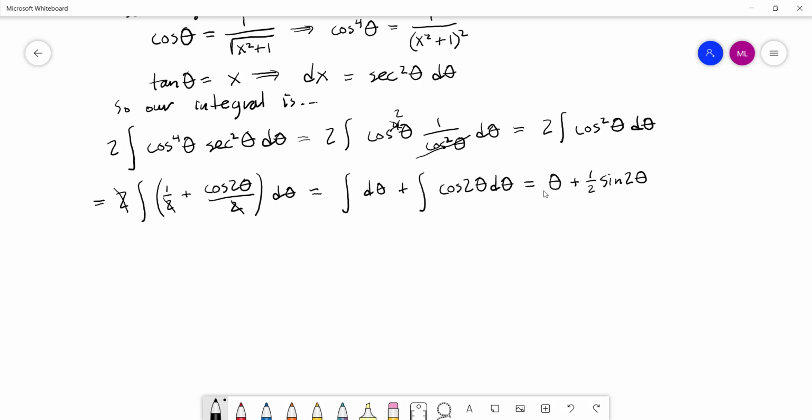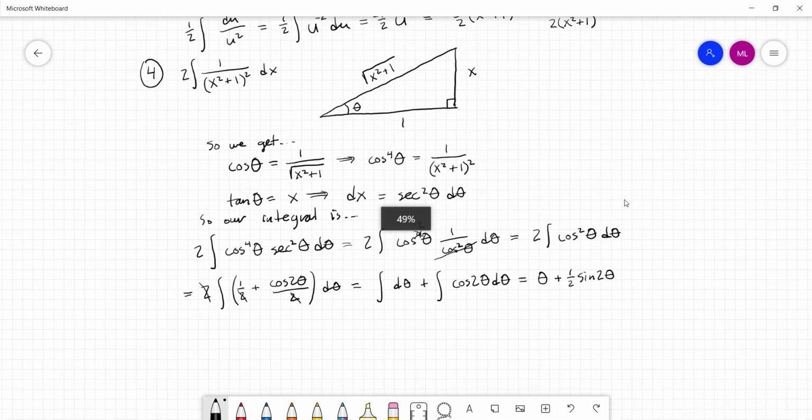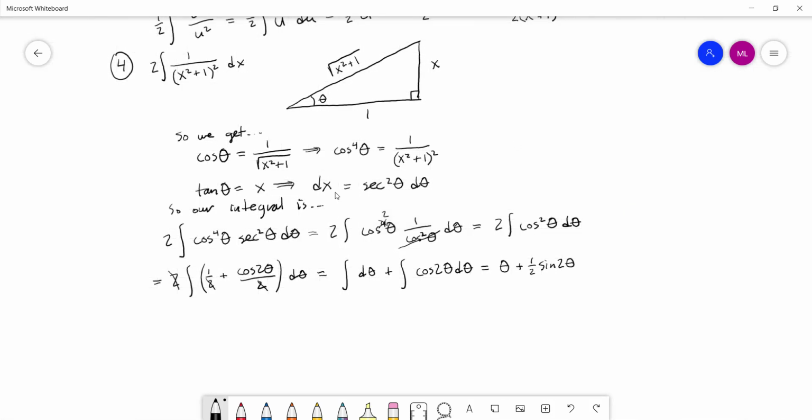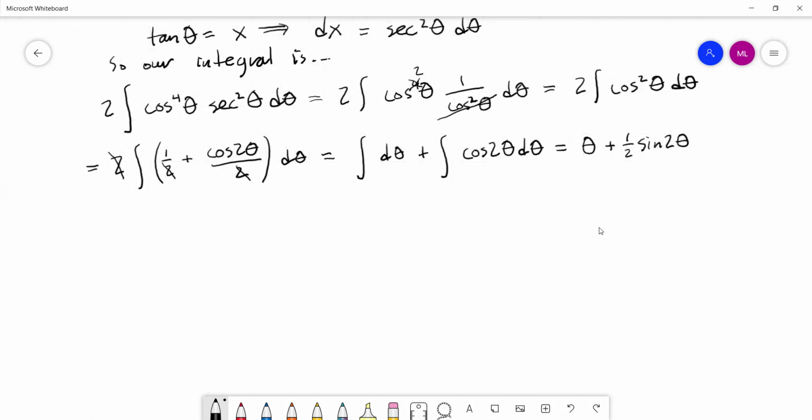Okay, so here's our answer, but again, this answer is in terms of theta. We need to go back and write everything in terms of x, and we can do that. Theta is going to be that arctangent term, so we'll get an arctangent out of this piece, and the sine of 2 theta, we can use the double angle formula, or we can just write it as sine of 2 times the arctangent. It's going to be a big ugly mess, but maybe that's fine in this case.